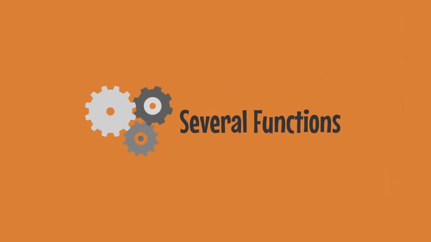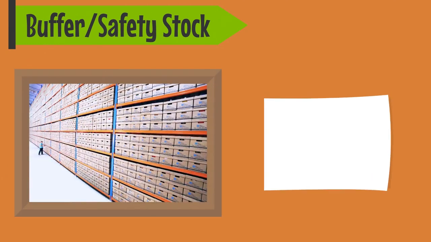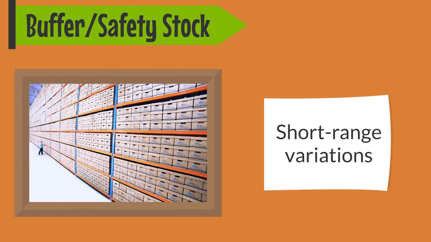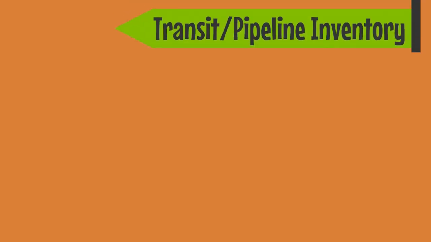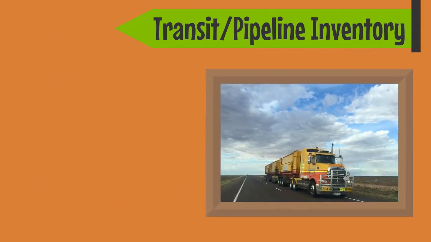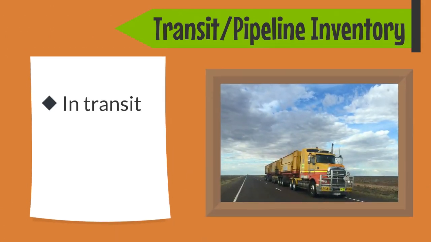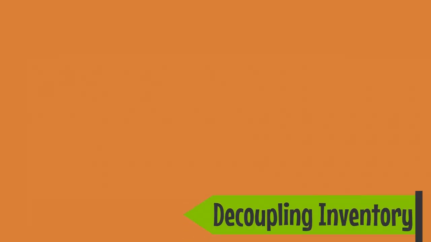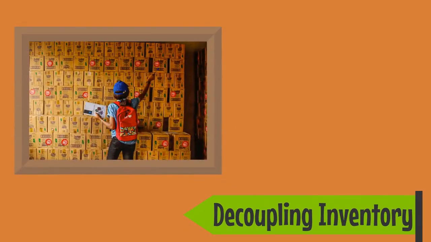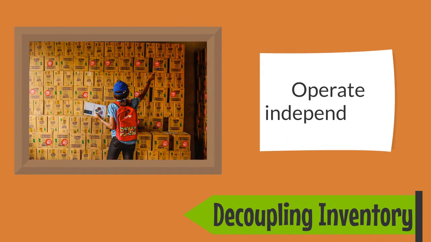Inventory has several functions. This includes buffer or safety stock. This is inventory concerned with short-range variations in either demand or replenishment. Transit or pipeline inventory. This is inventory that comprises products that are in transit between producer and purchaser locations and are not ready to use or be sold. Decoupling inventory is inventory that allows each step of the supply chain to operate independently of any supply chain disturbances.